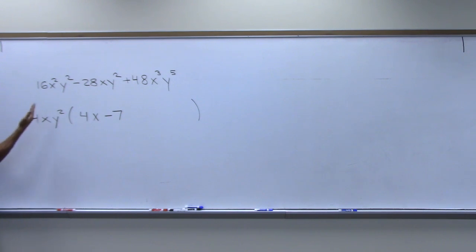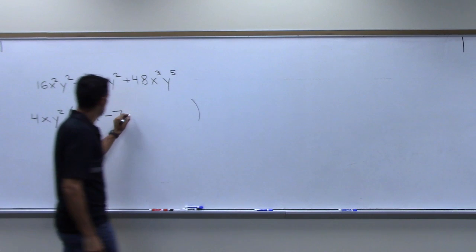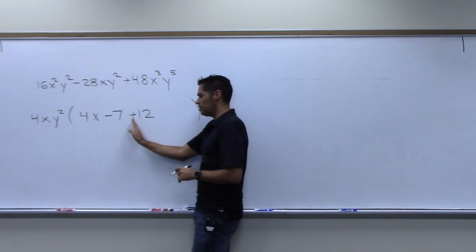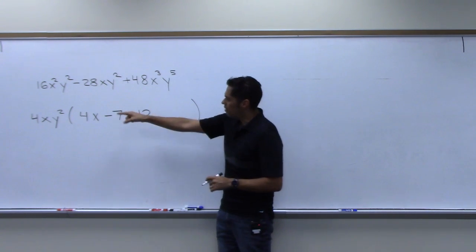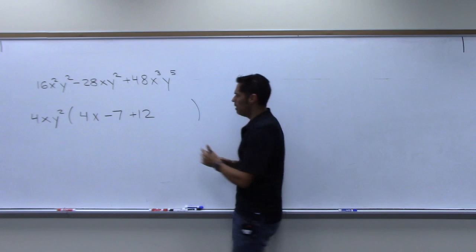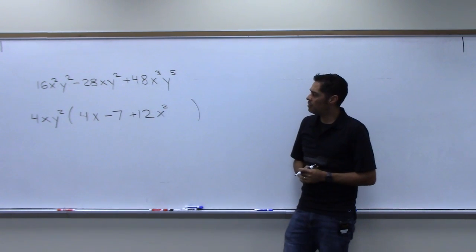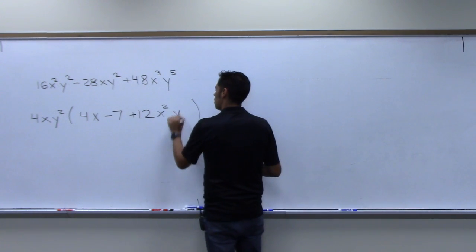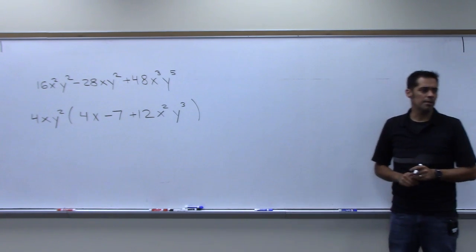Then the last one. What do you multiply 4 by to create a positive 48? 12. So plus 12. Just remember, you have to have 3 terms, so you've got to have some addition or subtraction here. And then to turn x into x cubed, x squared, right? And finally, to turn y squared into y to the 5th, y cubed. That's it. That's factored.